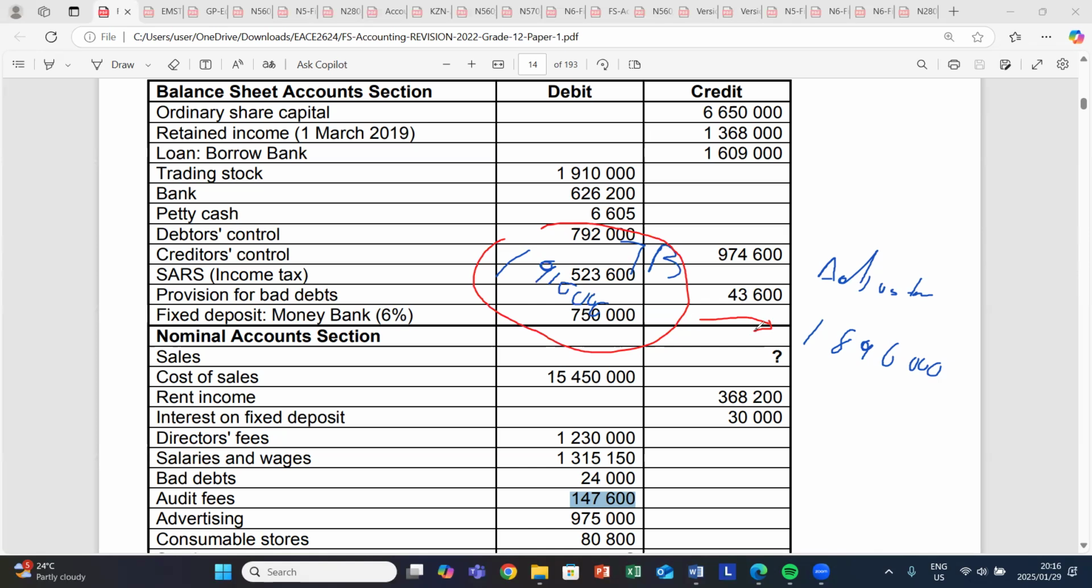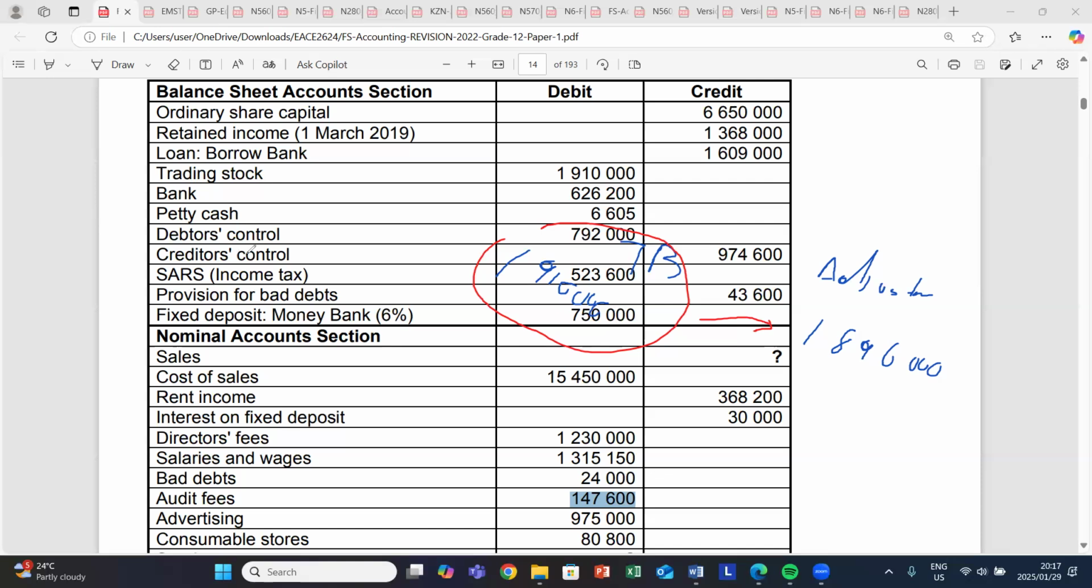Why? It may be because of theft. Maybe your trading stock has been stolen. The business knew that the trading stock amounts to 1,910,000, but after doing a physical stock count, we found that our trading stock has declined. Right now it's 1,890,000. It may have declined due to theft. So the difference between the two amounts we will record as our trading stock deficit.